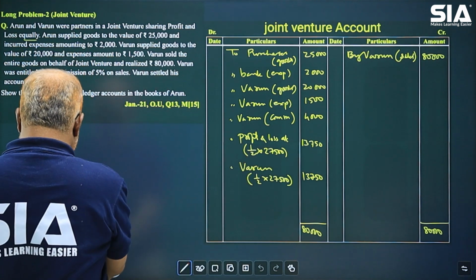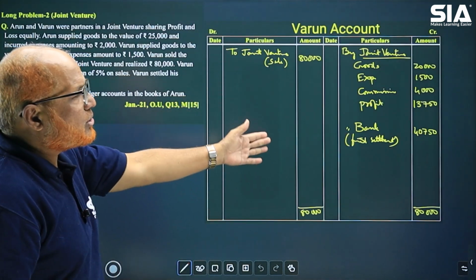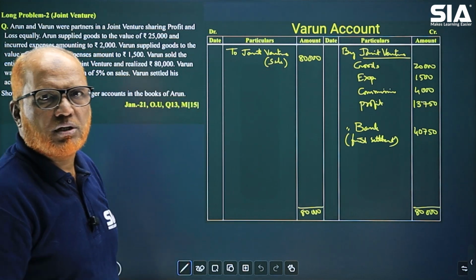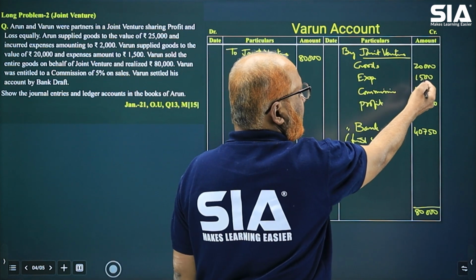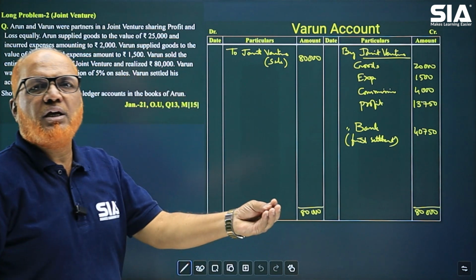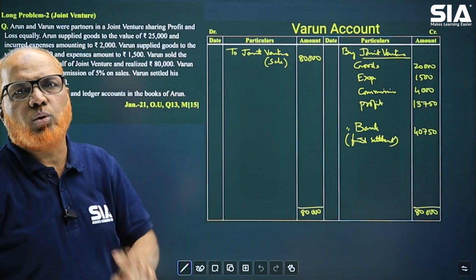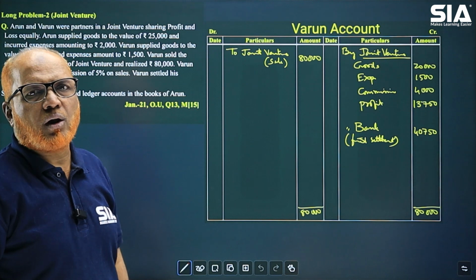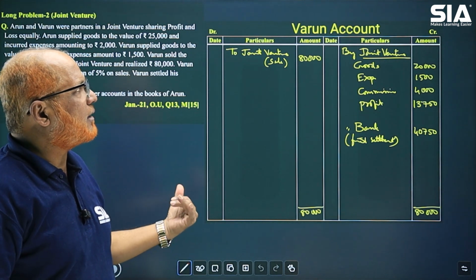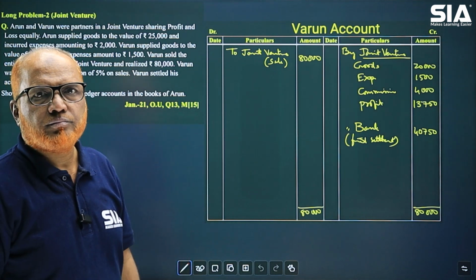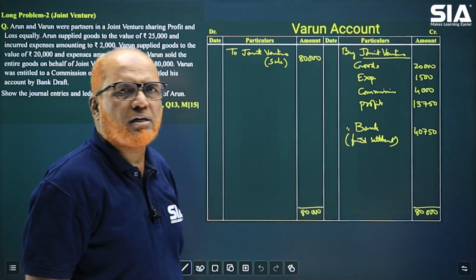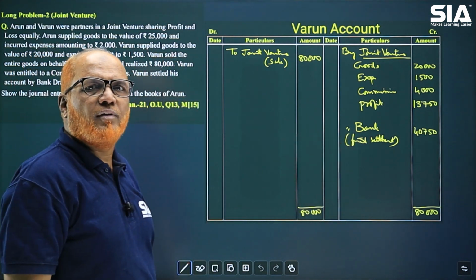Now Varun's account. He sold the goods for 80,000, so Varun's account was debited by 80,000. He supplied goods 20,000, paid expenses, commission, then profit. The remaining 40,750, he returned back to Arun. So entry will be Arun account debit to bank. So we have received bank account debit to Varun. So by bank, final settlement. This is the end of the problem.